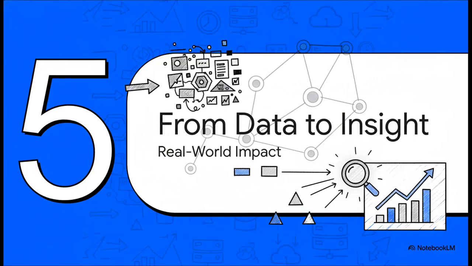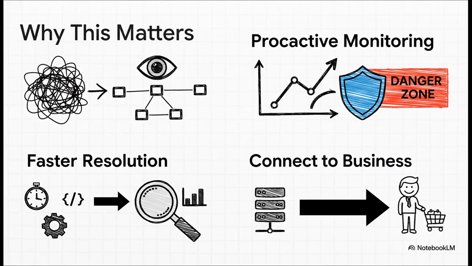All right, let's bring it all home. We've gone from the problem of complexity to a solution that gives us this amazing automated visibility. The final piece of the puzzle is understanding the real-world impact, how we go from just having raw data to having truly actionable insights. So why does all this matter?